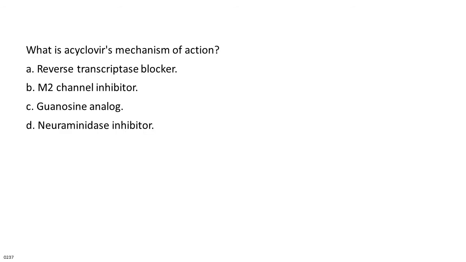What is Acyclovir's mechanism of action? A. Reverse transcriptase blocker. B. M2 channel inhibitor. C. Guanosine analog. D. Neuraminidase inhibitor.